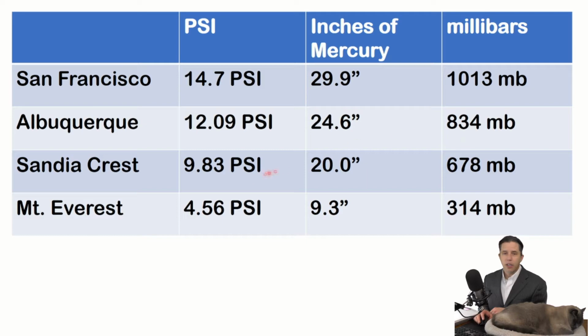You get to the top of Sandia Crest, you're below 10 psi, 20 inches of mercury, 678 millibars. And if you went all the way to the top of Mount Everest at 30,000 feet or so, it's about 4.5 psi, and you're less than 10 inches of mercury and 300 millibars. So as you go up, no matter how you measure it, the amount of air pressure decreases.